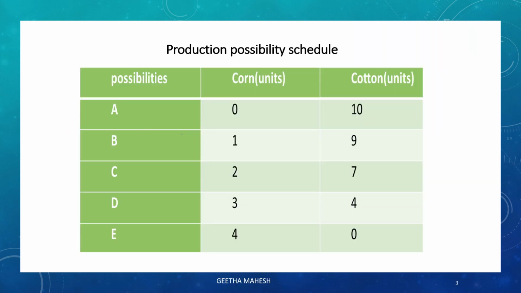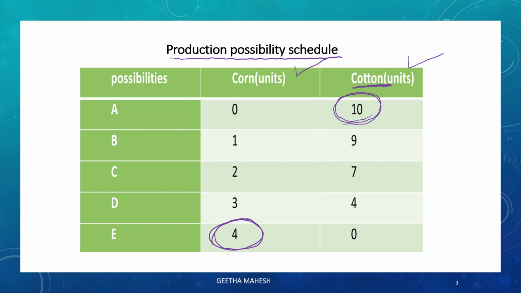Let us understand the production possibility curve with the help of the production possibility schedule. With available resources, an economy can produce two goods. One is corn, another one is cotton. If an economy is going to use all its resources to produce only cotton, then the maximum number of units of cotton it can produce is 10 units. If an economy uses all its resources only to produce corn, then the maximum number of units of corn it can produce is 4 units.